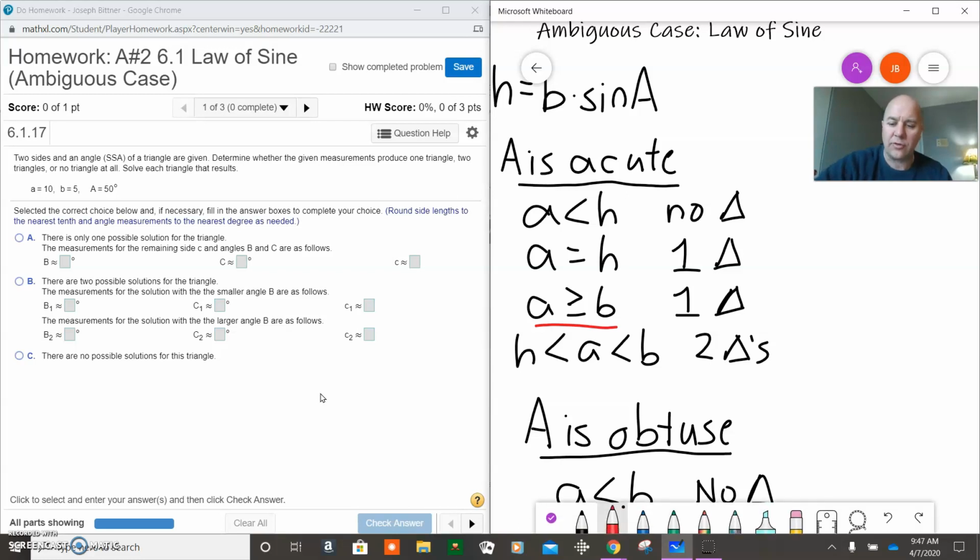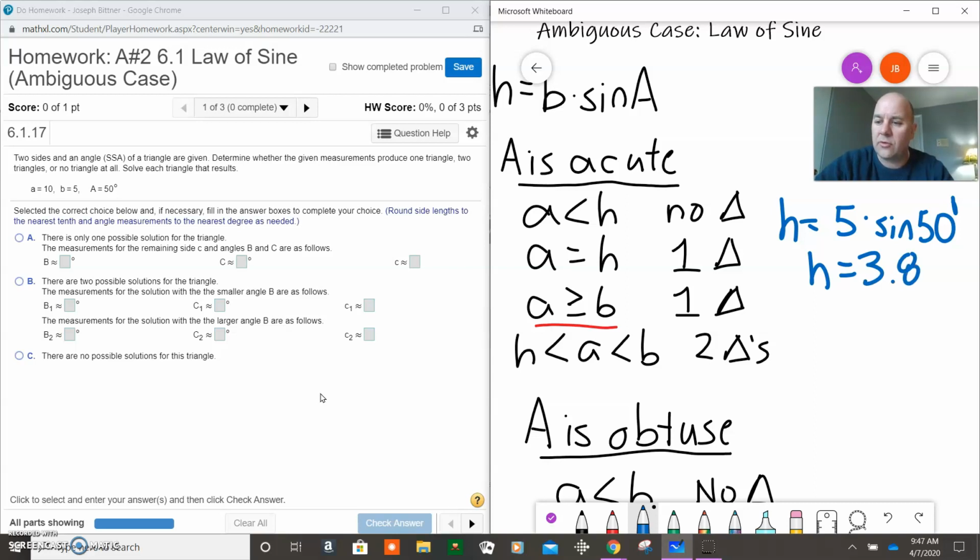So what I should do first on this problem is figure out what h is. I've got to figure out how many triangles there are, first of all. Always do that as your first step. So this will be 5 times sine of 50 degrees, and it's stated right up here at the very top. Again, you should have a calculator. I provided on PowerSchool where you could download a TI calculator. Make sure you're in degree mode. So 5 times sine of 50 gives me an answer of 3.8. So my true height on this triangle is 3.8.